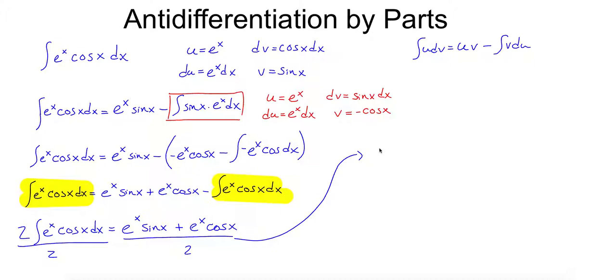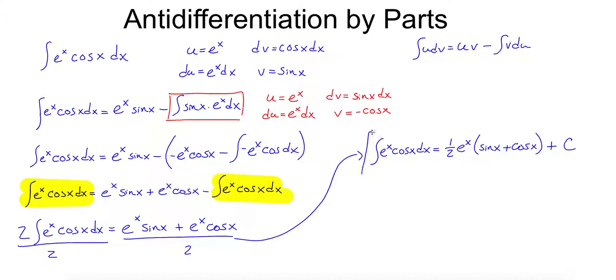Now I'll divide both sides by 2, and we can come up with our final answer: the integral of e to the x cosine x dx is equal to one half e to the x, if we factor that out, times sine x plus cosine x. All we have to make sure that we include now is that constant of integration at the end. We still need that plus C.